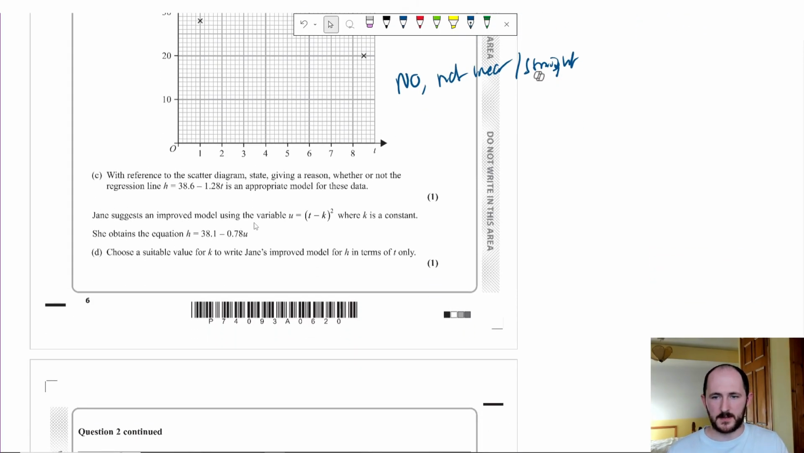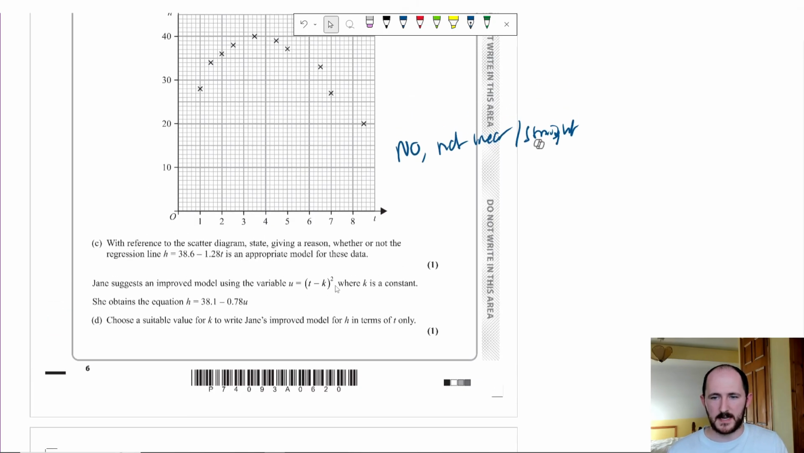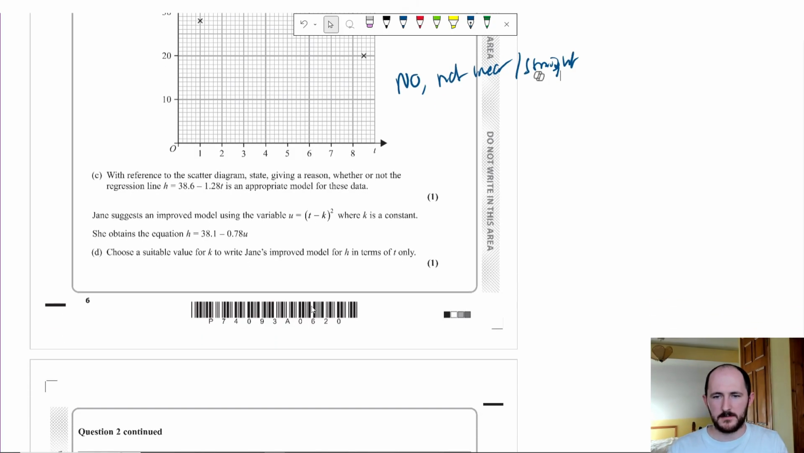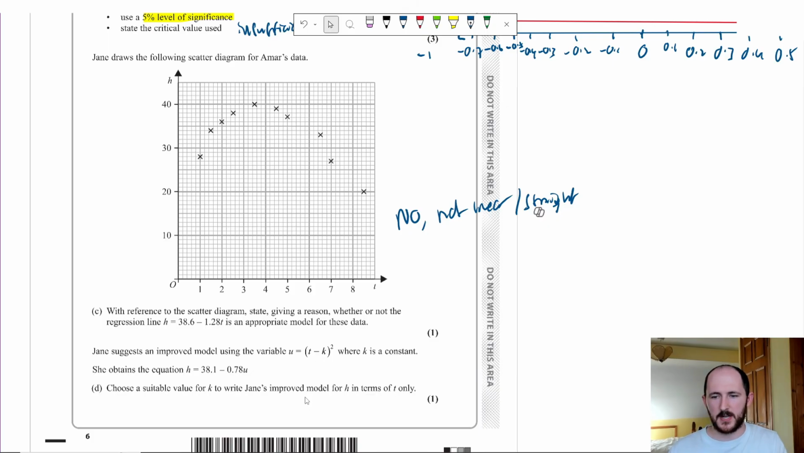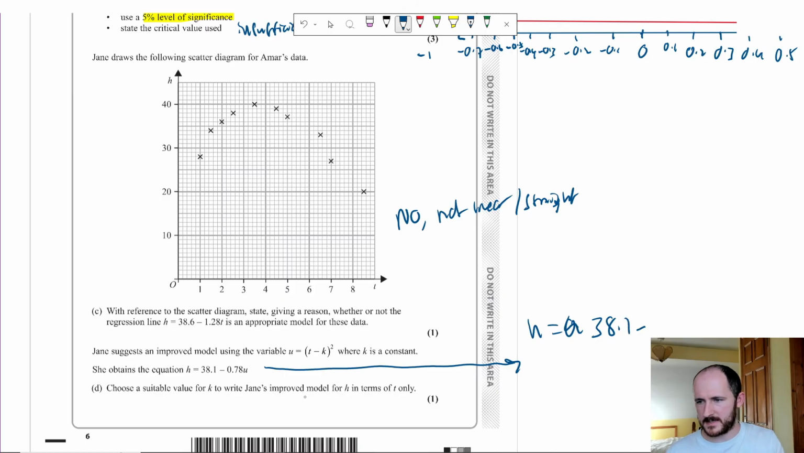Jane suggests an improvement to the model using the variable u is equal to t minus k squared. So she's still going to use a linear equation, but it's not actually linear because u is a quadratic. So, cool. Choose a suitable value for k to write Jane's improvement for the model in terms of h only. So, in other words, we have h is equal to 38.1 minus 0.78 times t minus k squared. They want the only variable to be t, so we need to get rid of k.